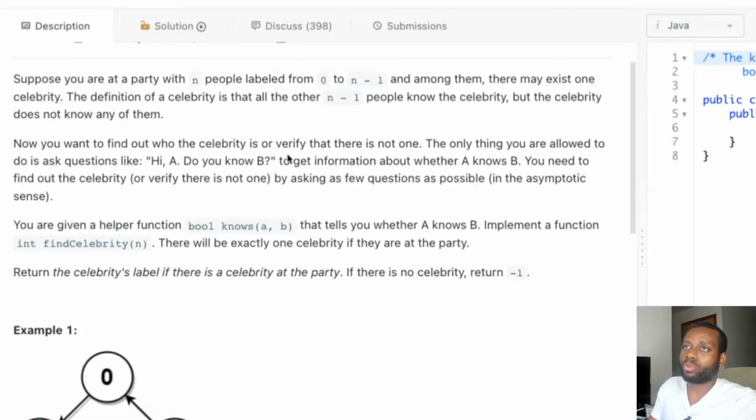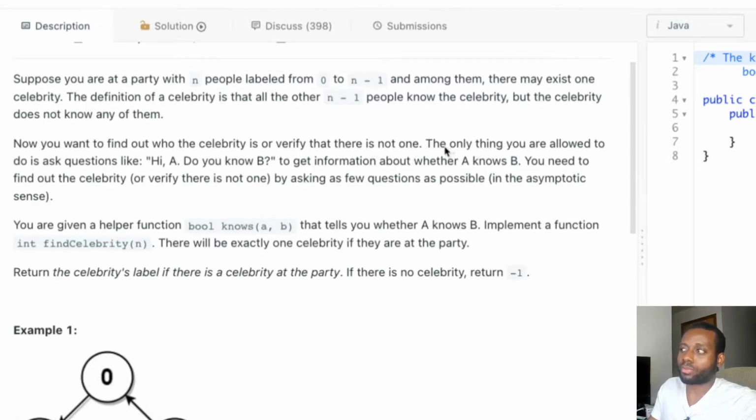It says suppose you are at a party, and there are people labeled from 0 to n-1, and among them there may exist only one celebrity. So there's going to be a group of people, and one of them might be the celebrity. The definition of a celebrity is that all the other n-1 people know the celebrity, but the celebrity does not know any of them. Now you want to find out who the celebrity is, or verify that there is not one.